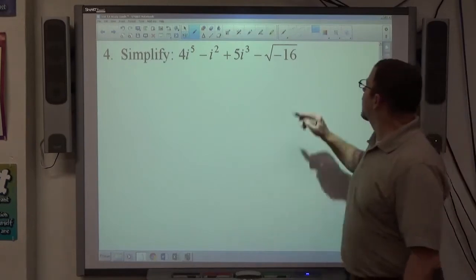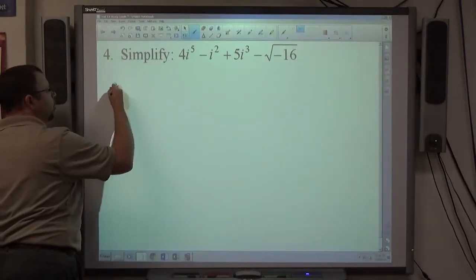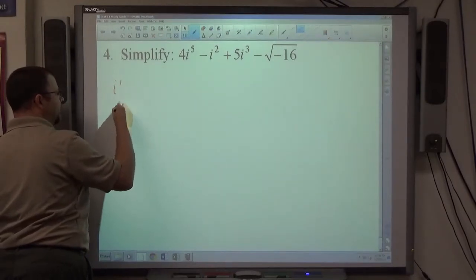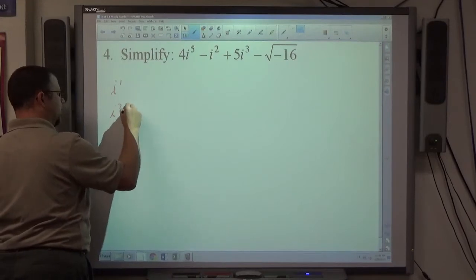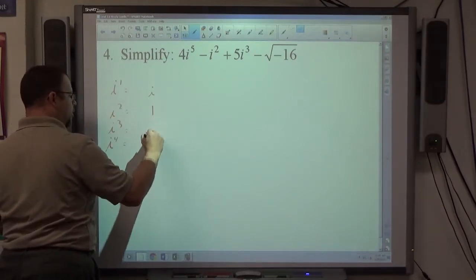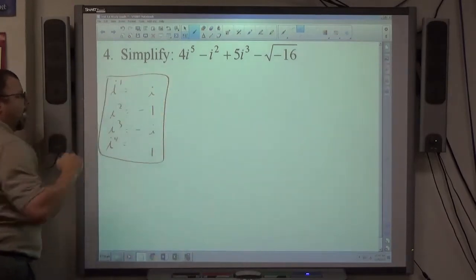Number 4, simplification of imaginary number expressions. Keep in mind we have i to the first, i to the second, i to the third, i to the fourth, i, negative 1, negative i, 1, negatives in the middle. So there's your powers of i pattern.